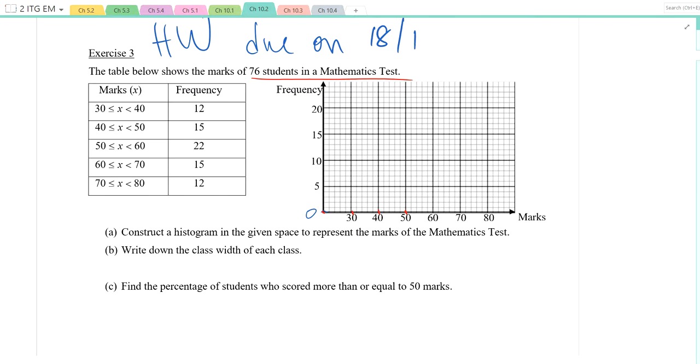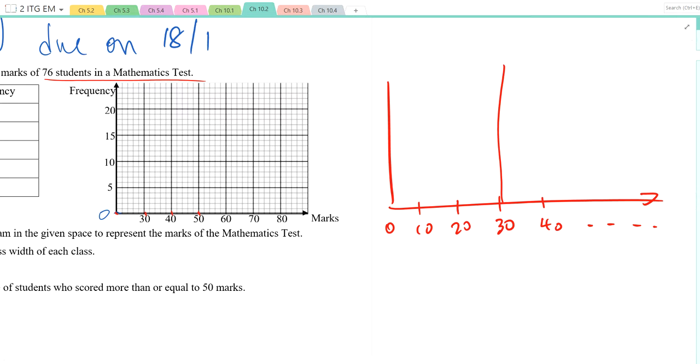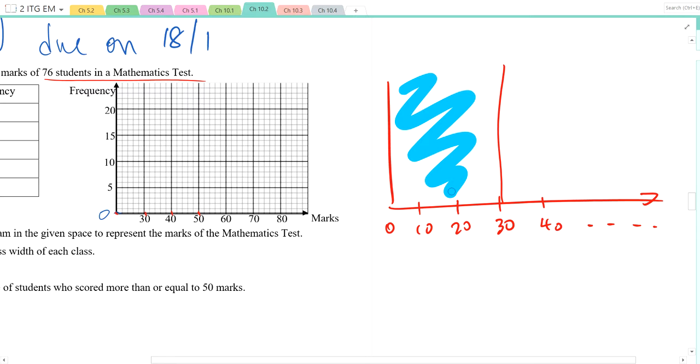So if I were to plot my graph this way, from 0, 10, 20, 30, 40, so on and so forth, all this portion over here, would you agree that they are wasted space? Is it wasted space? Yeah, because there's nothing there, right? There's no information there. So we don't want to waste paper, what should we do? Yeah, we want to start from 30, right? How then do we start from 30? How do we show them that we are starting from 30?